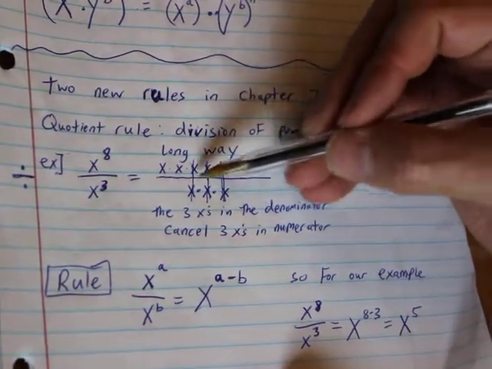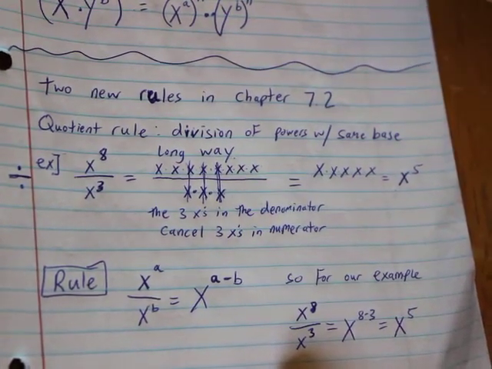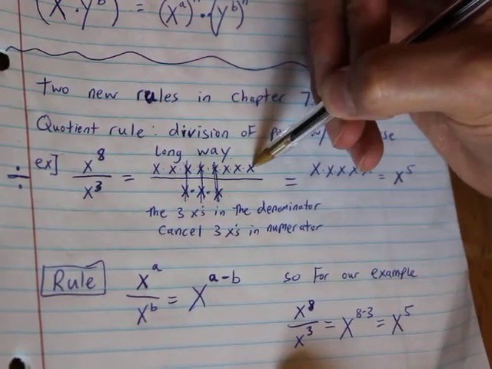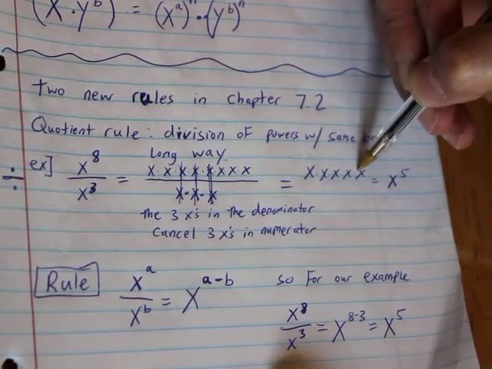And 1 times anything, of course, is itself. So now I've got x times x times x times x times x. So there are 5 of them left.